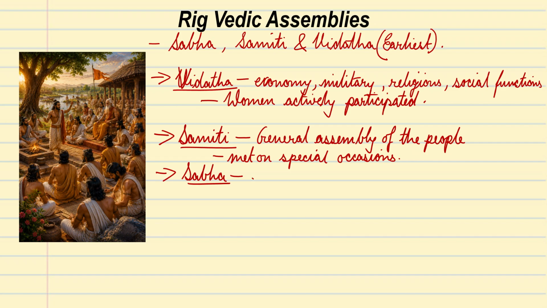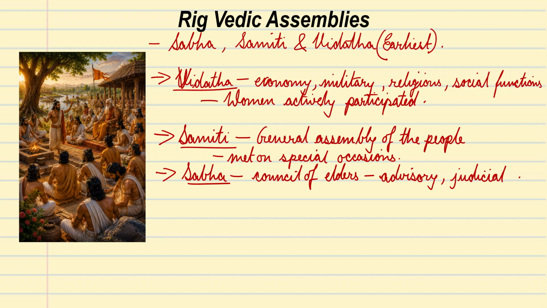Sabha was the council of elders. So all the elders or the knowledgeable people in the society used to come together in the Sabha. It had mainly two functions. One is advisory and the next is judicial. So Sabha was important because it had advisory and judicial functions.